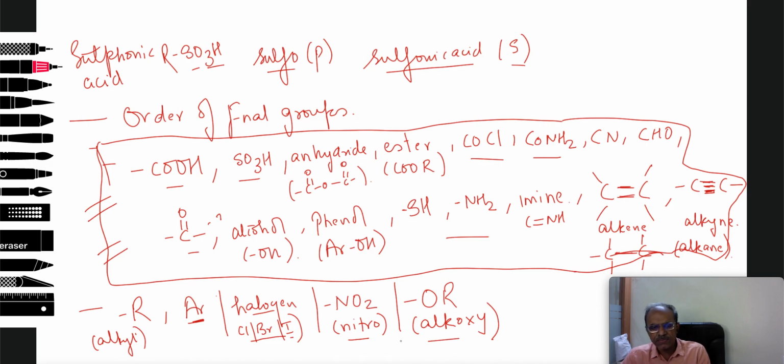These are nothing else but substituents. That means a substituent will always be referred to in terms of prefix only. It will not have any suffix. It will always have only and only prefix, nothing else. Fine? Okay? Alkyl, aromatic, halogen, nitro, OR, alkoxy. Okay? Okay. Now shall we move next?